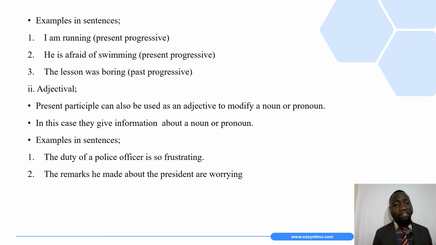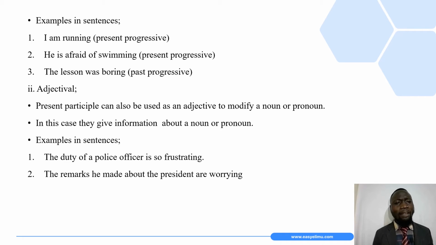So examples that we have in sentences can help us look at how we can use the present participle as a verb to show that an action was or is in a continuous form here. So we have the first sentence, that is I am running. So this is in present progressive. It talks about an action that is being done at the moment of speaking and it is continuing. So here, the subject performs the action at the time it is also spoken.